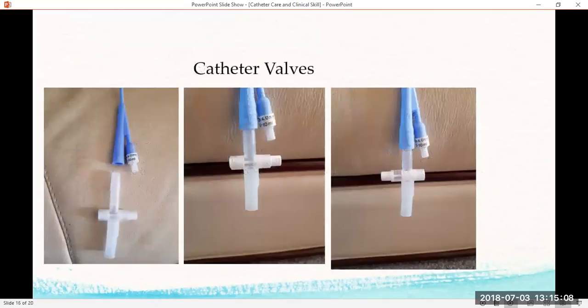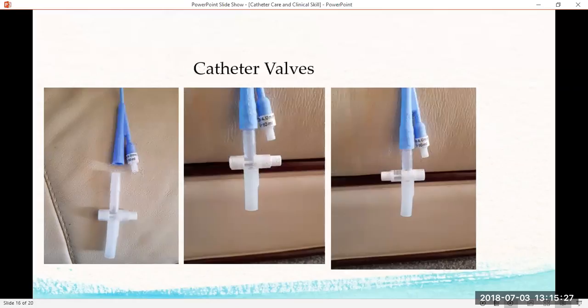So this is some photographs of, this is what's called a T-tap valve. So the first photo just shows how we're attaching that onto the catheter. The second one shows when the valve is open, so the urine would be draining through at this point. And the end one shows when the valve is closed.